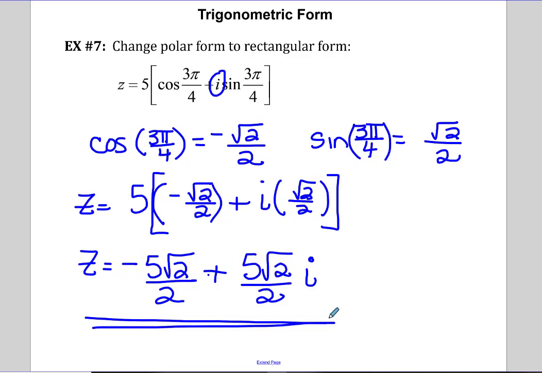And if you really wanted to have a decimal approximation, so you could graph that and have some kind of idea about how big that number is, that's roughly about negative 3.54 and positive 3.54 I in rectangular if you wanted to graph it on a piece of graph paper.